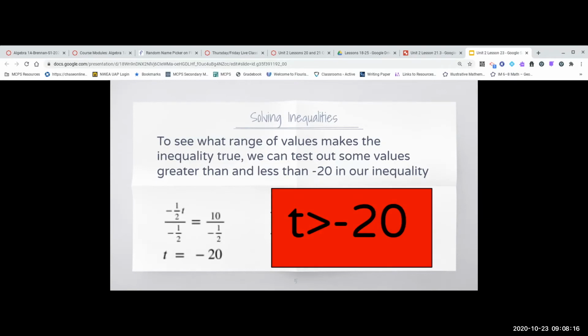Before I do a recap of graphing, what questions do you have on solving? Going once, twice.